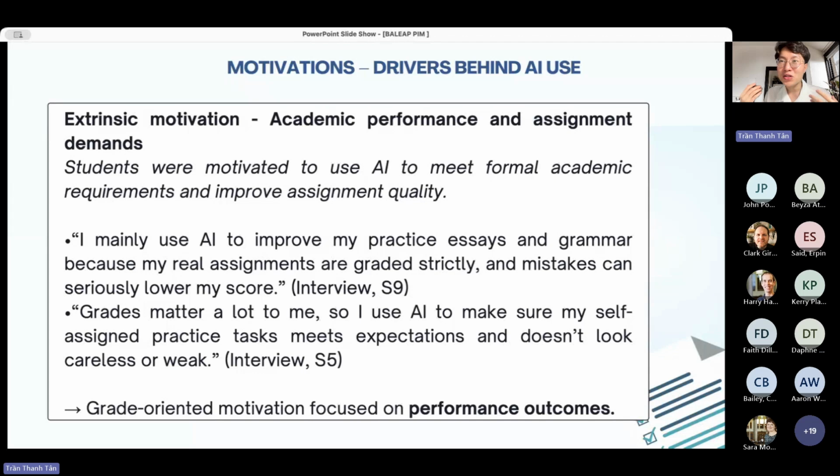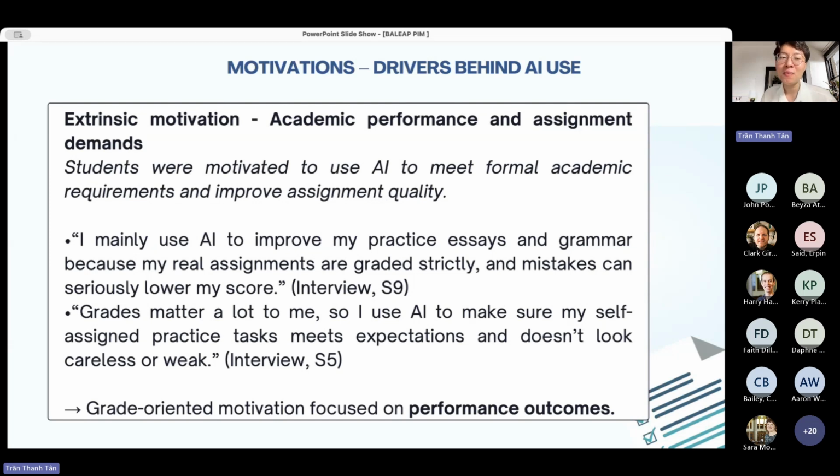It's so interesting. You can read the sharing from interviewee number 9. "I mainly use AI to improve my practice essays and grammar because my real assignments are graded strictly, and mistakes can seriously lower my score." Practice essays means the essays they assign by themselves. So even though they assign themselves the practice essay, they also use AI to improve it and try to make no grammar mistakes.